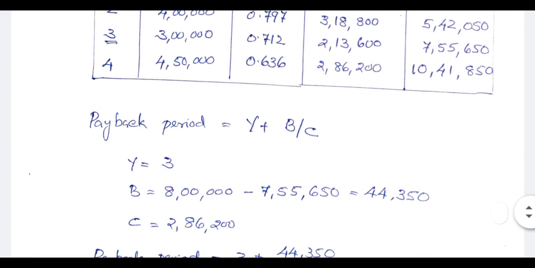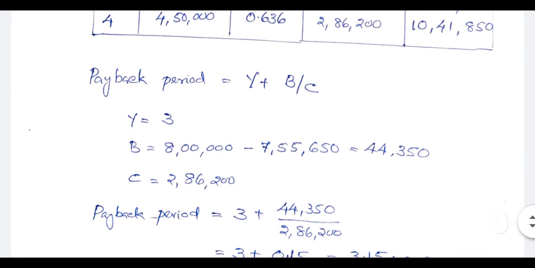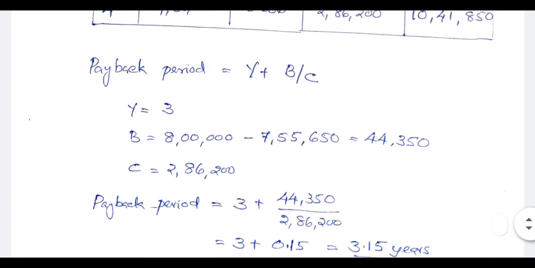So substituting the values, we get payback period is equal to 3 plus 44,350 divided by 2,86,200. That is 3 plus 0.15. That is equal to 3.15 years. Payback period is 3.15 years.